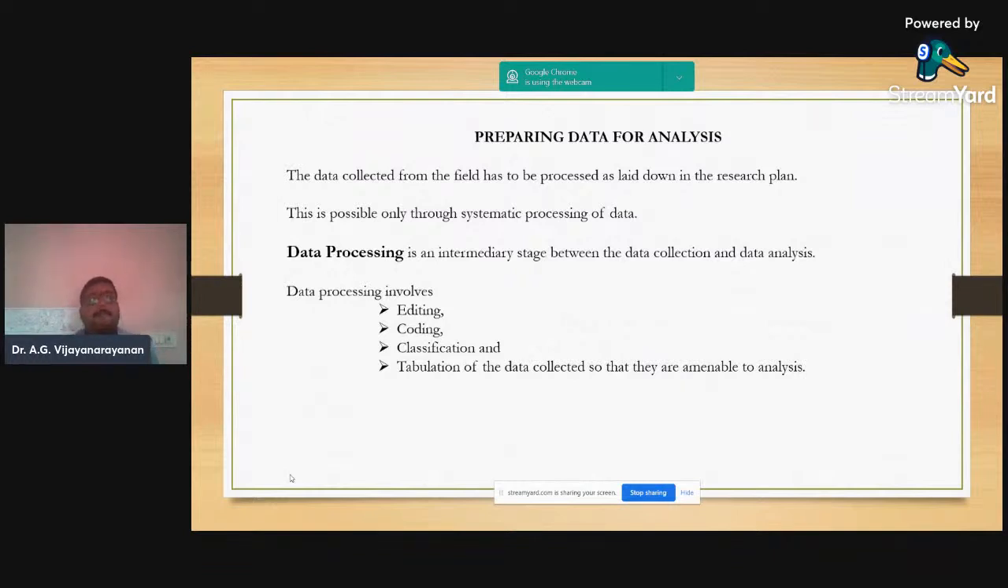The data processing is basically an intermediary stage between data collection and data analysis. Once you collect the data, the very next day you are not going to start with data analysis, directly taking T test, F test, factor analysis, regression, SEM model. No, you will not do that way. Once you collect the data, there are certain procedures which are involved in order to start our data analysis. That stage is what we call data processing. It involves data editing, data coding, data classification, data tabulation. After this only, the data is ready for the analysis.